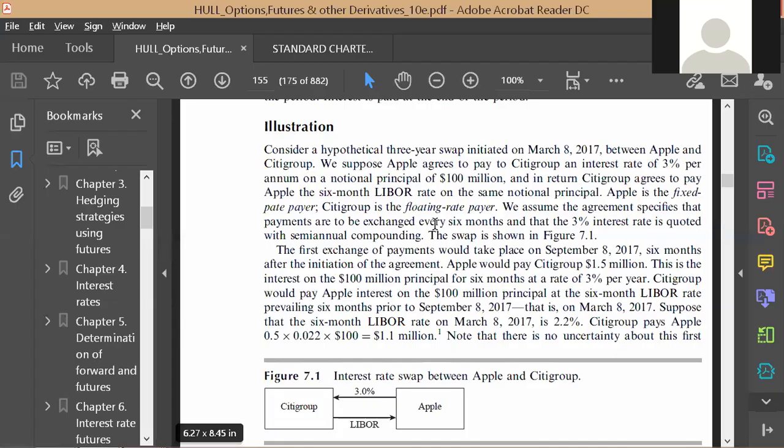Because in the case of a fixed rate, there is no resetting concept. Once Apple signs this contract, they have to pay 3% for the tenor of the swap. They can't change this. This is locked in. This is a fixed rate. But if you look at the structure of Citigroup's liabilities, it is 6-month LIBOR. Now, this could have been 1 month. It could have been 3 months. 3 months is the most common period. Could have been 9 months. Could have been 12 months.